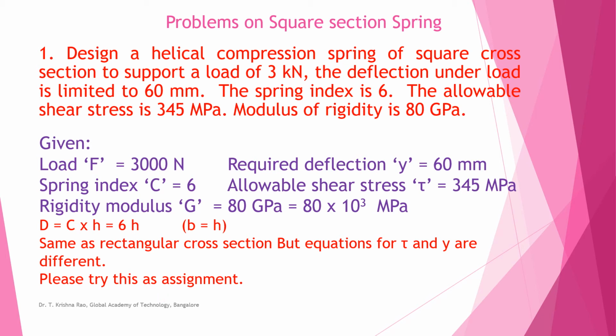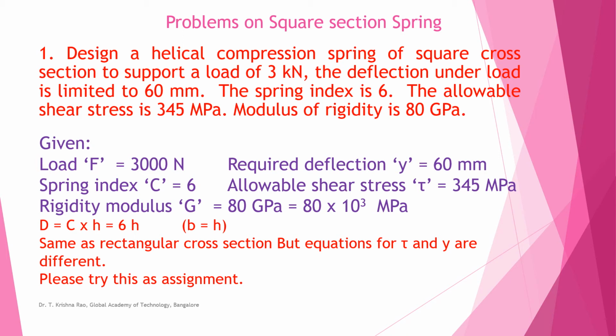I conclude that the equations for tau and y are different for circular cross section, rectangular cross section, and square cross section. Other things are all the same. Be careful about the 7 steps you have to do, selecting the equations for tau and y depending on the cross section.